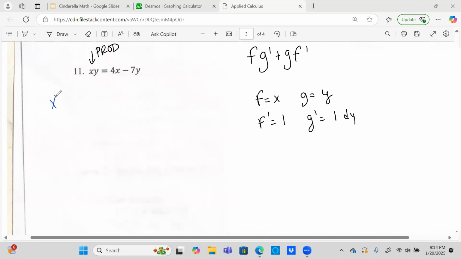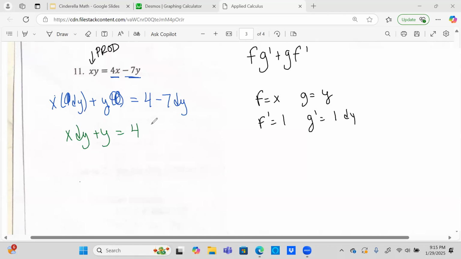So f g prime plus g f prime equals the derivative of 4x, which is 4. The derivative of negative 7y would just be negative 7 with respect to y. These ones don't do anything for us, so I'm just going to clean that up. So we have x dy plus y equals 4 minus 7 dy.